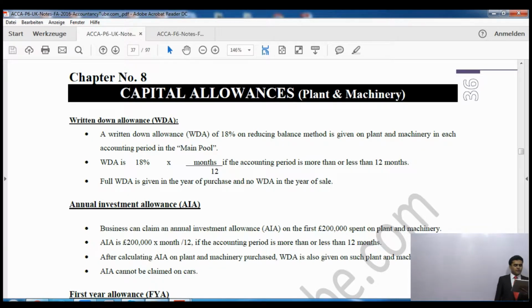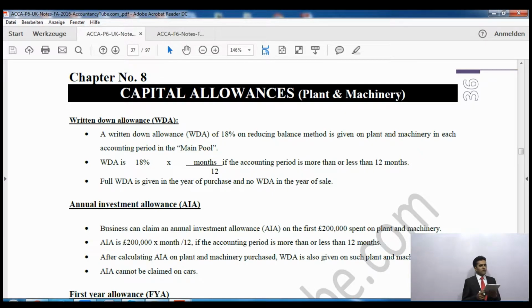And after that, it says full writing down allowance is given in the year of purchase. When you have purchased the asset, you will get the full writing down allowance in that year, whereas in the year of sale, you will not get any personal allowance at all. Right, so that was the writing down allowance. Next one is annual investment allowance.